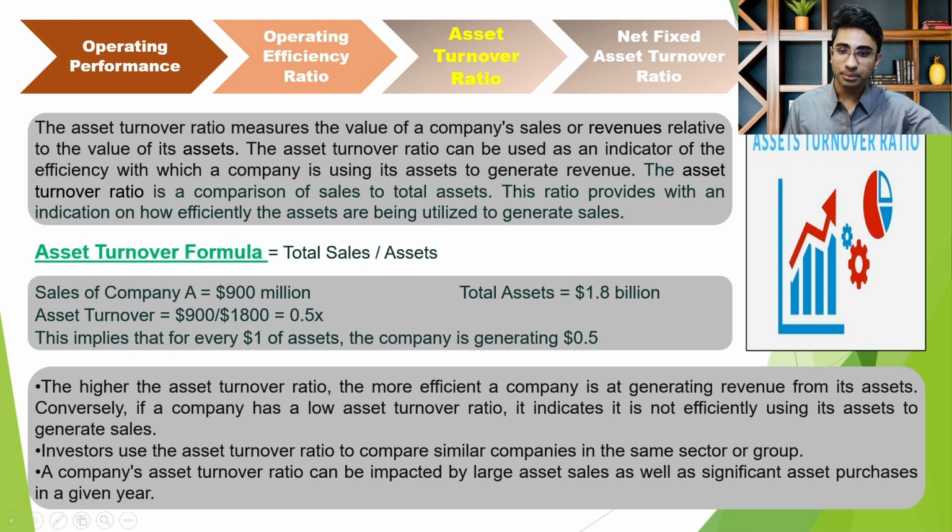The interpretation part is also very important. So how do we interpret the asset turnover ratio? The higher the asset turnover ratio, the more efficient the business is, and the more efficiently it is utilizing the assets to generate revenue. On the contrary, if a company has a low asset turnover ratio, it indicates that it is not efficiently using the assets to generate revenue. So that is how we interpret the asset turnover ratio.